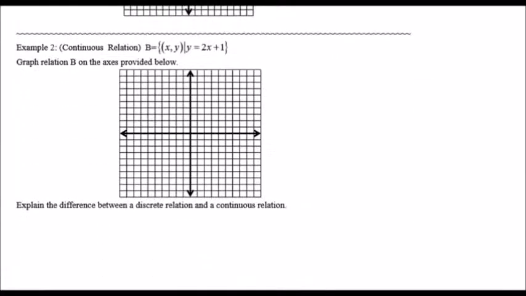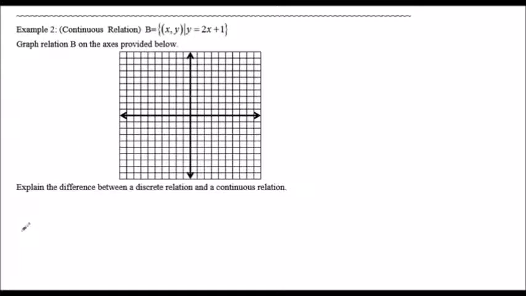So next we're going to look at example 2. It's a continuous relation. Okay, this is just fancy notation here. If this throws you off, what it's basically saying is the relation B is a relation between the points, the variables x and y, such that, that's what that vertical bar means, such that y is equal to 2x plus 1.